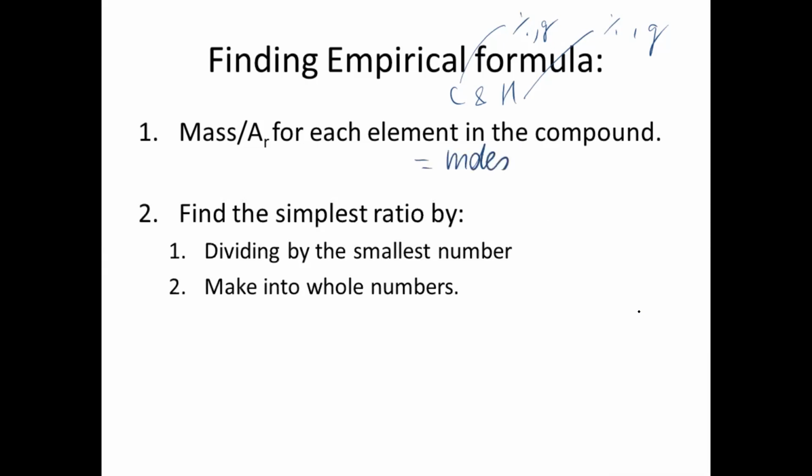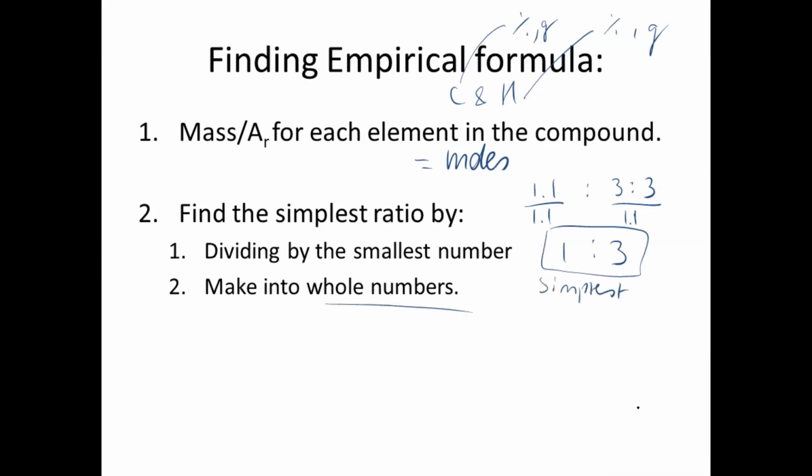And then what happens when you've got the molar ratio? So let's say you end up with 1.1 and 3.3. Then you need to find the simplest ratio. This is not yet the simplest ratio, because of 1.1 moles to 3.3. You could divide both of them by the smallest number. So your smallest number here is 1.1. So you end up with ratio 1 to 3, right? Because that's the simplest ratio and it's the whole number ratio as well, right?